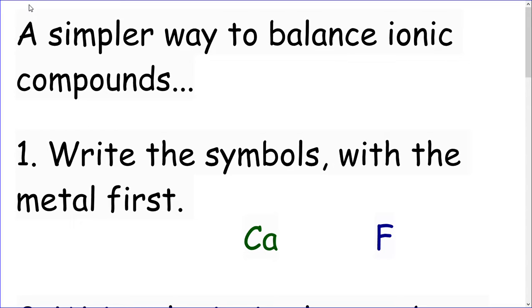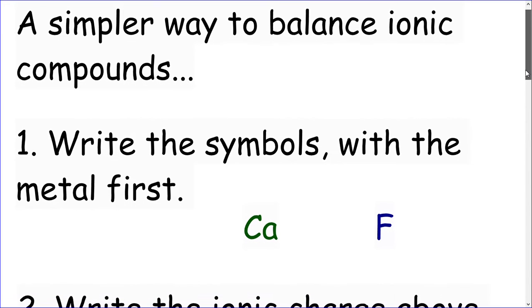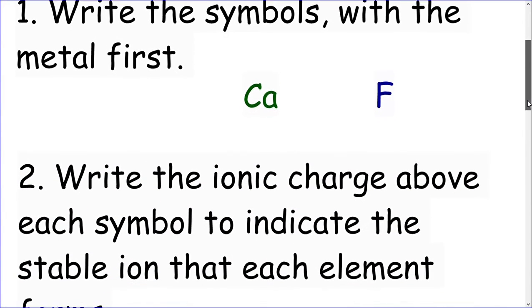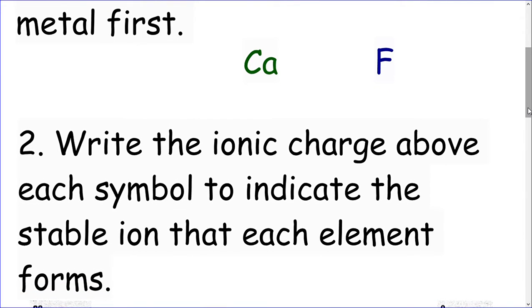So we always put our metal group first. So in this case, calcium would come first, fluorine would come second. So we start off by listing our elements. Step 2 says write the ionic charge above each symbol to indicate the stable ion that each element forms.